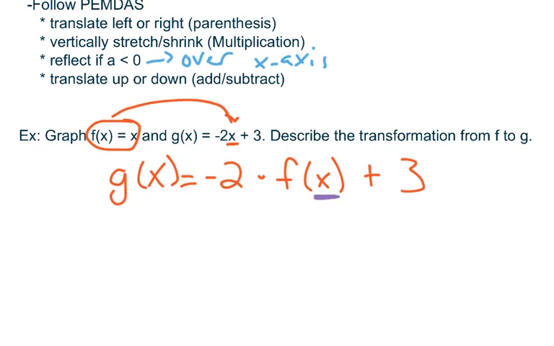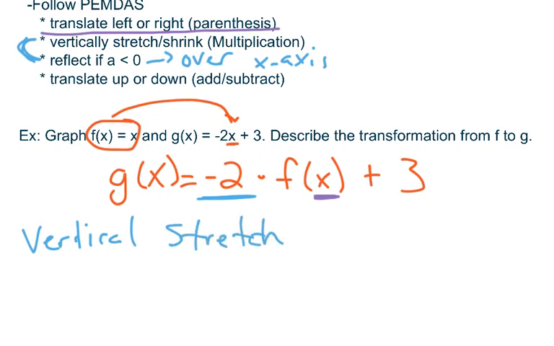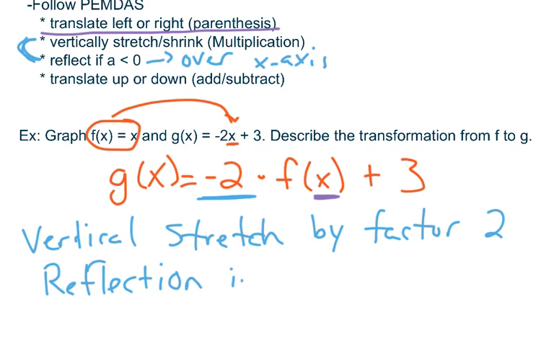There's nothing inside the parentheses, so there's no translating left or right. We don't have to worry about that. So now we can move on to multiplying. Obviously this is multiplying by 2. We're multiplying the entire function by 2, so it's a vertical stretch by a factor of 2. Okay, the fact that it's negative also means it's a reflection in the x-axis. Okay, that takes care of the negative 2, and then the last thing is the plus 3.